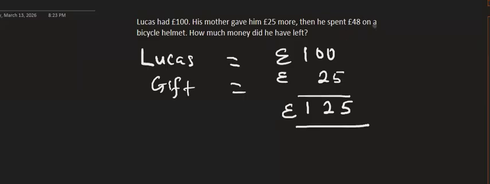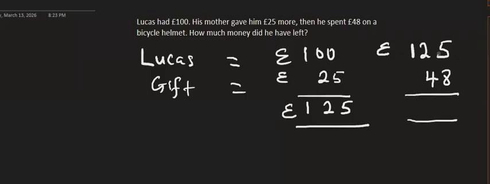Then he spent 48 on bicycle helmet. So out of the 125 pounds, he spent 48 pounds on helmet. So we're going to subtract 48 from 125 pounds that he had, right? So in this case, we're going to say 15 minus 8 because we're going to take 1 from the 2 here and add to this, which becomes 10. 10 plus 5, that's 15. So 15 minus this gives us 7.